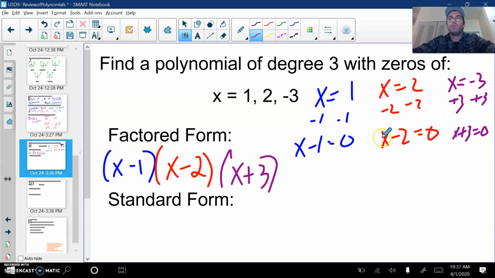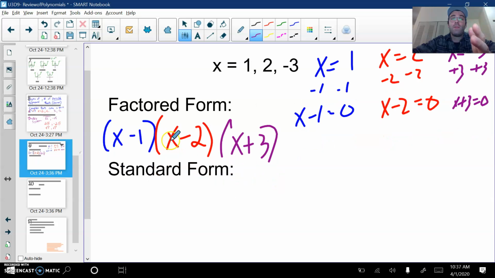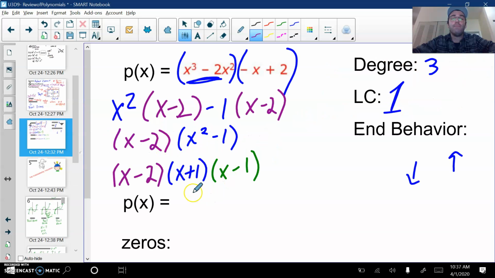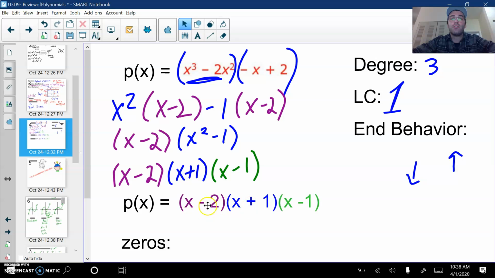Obviously, some of us are going to be able to do this in our head. All right, if you can do it in your head, that's totally fine. Just know that I'm going to take the opposite to get the factors. Just like we take the opposite of our factors to get our zeros, we're going to go backwards now and get to the factors. So to find the standard form, meaning we're going from here, this is our factored form, back to here, our standard form, okay?